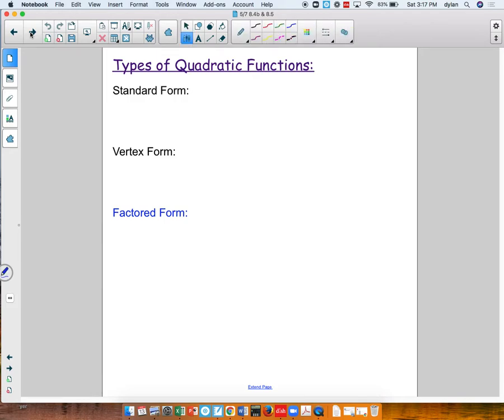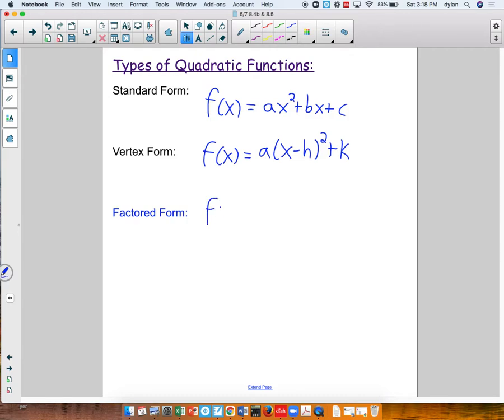All right, so standard form is y or f of x equals ax squared plus bx plus c. Vertex form is y or f of x equals a times (x minus h) squared plus k. And then finally, our last form today is called factored form. And factored form is particularly interesting.